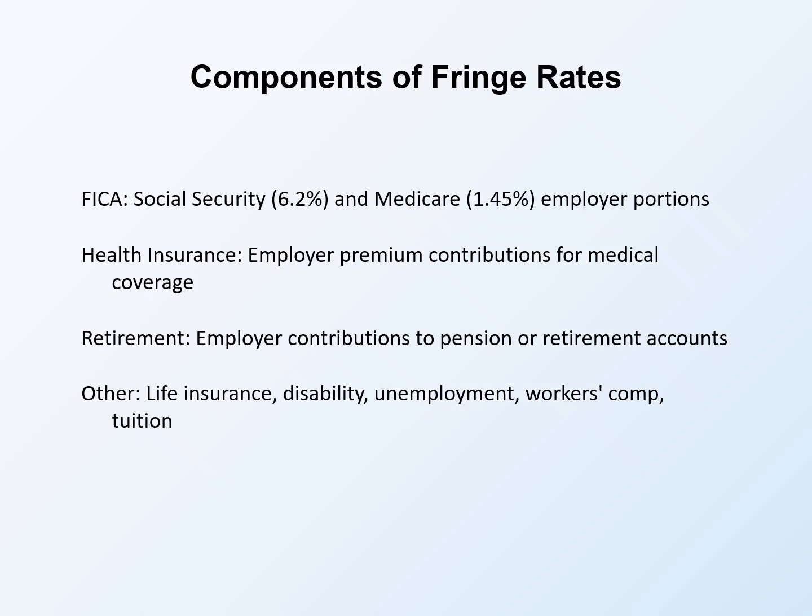FICA includes the employer's portions of Social Security and Medicare taxes. As of November 2025, the employer pays 6.2% for Social Security on wages up to the wage base limit, plus 1.45% for Medicare with no wage limit. High earners may trigger additional Medicare tax. These statutory taxes apply to all employees.